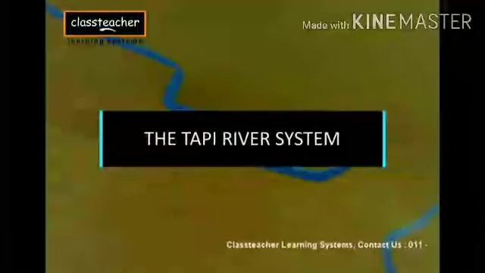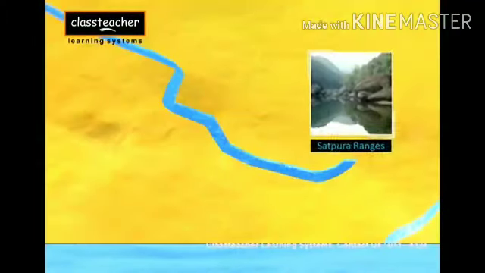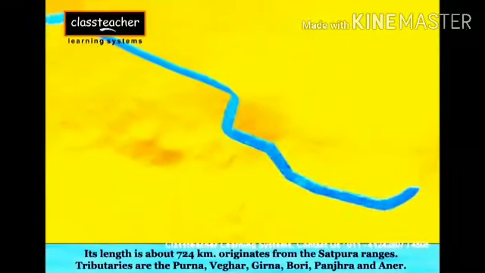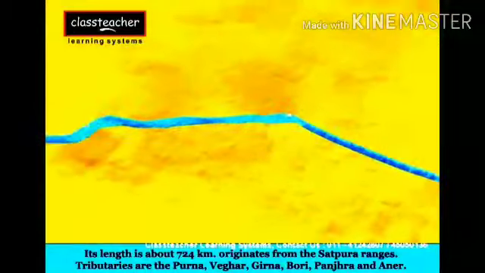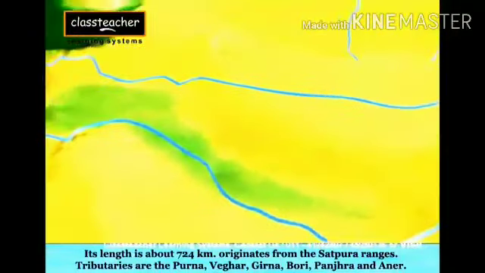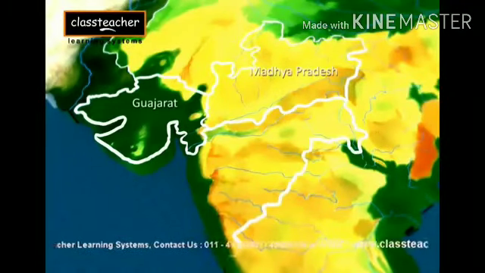The Tapi river system. The Tapi rises in the Satpura ranges in the Betul district of Madhya Pradesh, flows westwards for 724 kilometers in a rift valley parallel to the Narmada. The Tapi finally meets with the Arabian Sea. The Tapi basin covers parts of Madhya Pradesh, Gujarat and Maharashtra.